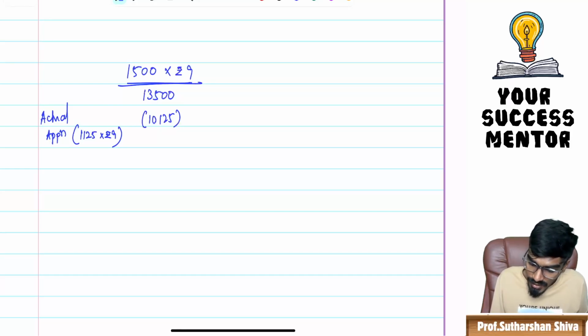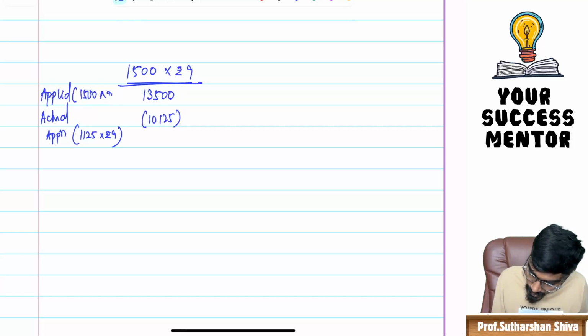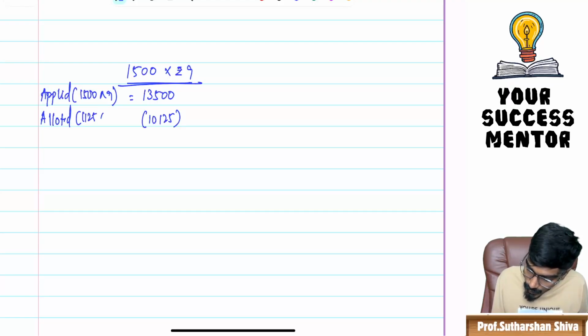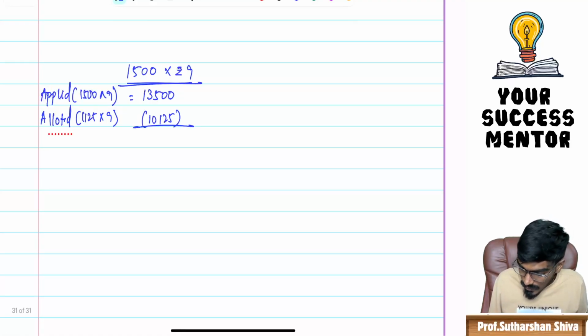Here he applied for 1500 into 9, which brings you 13500. How much did the company allot him? 1125 into 9. Correct? How much is the excess? 3375 is the excess.